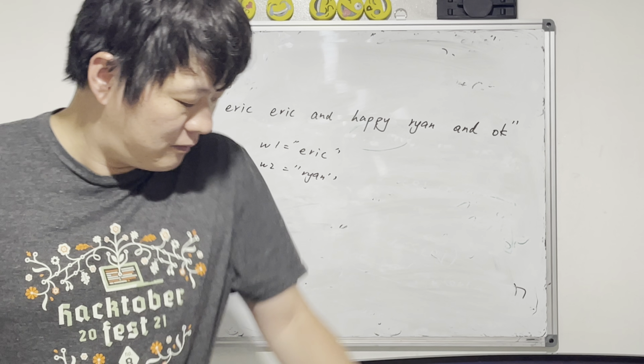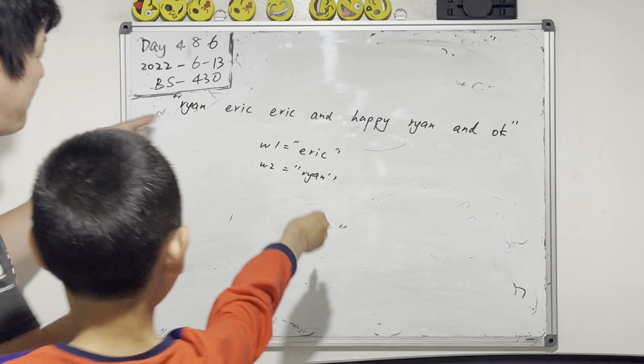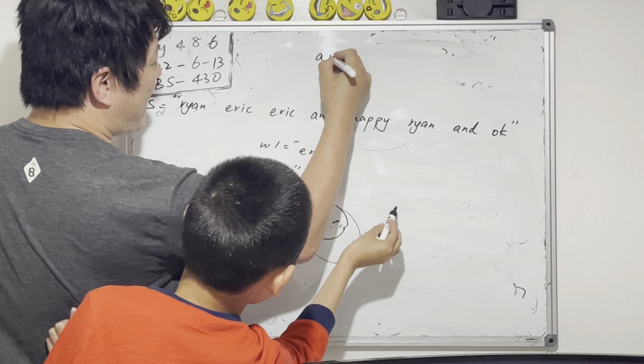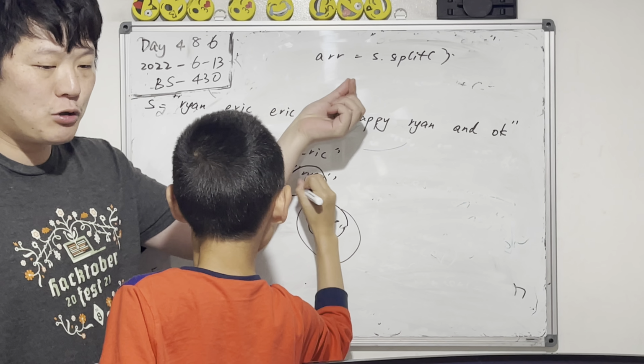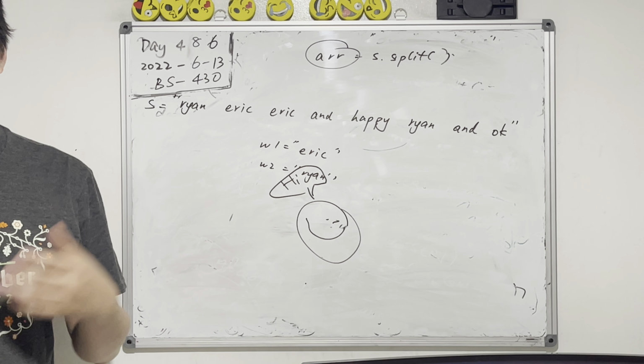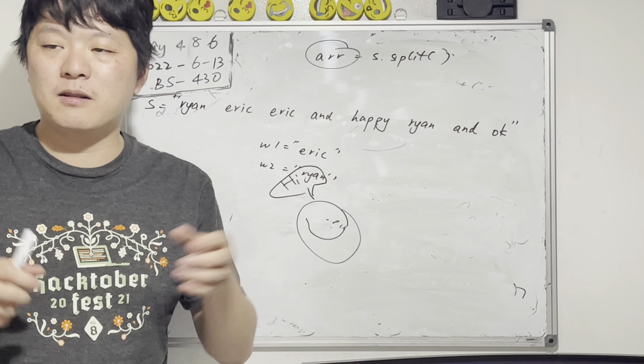First of all, we split the string. So array equals s dot split. We split the string into an array of words. Well, how do we solve this? I just need a general idea. It doesn't have to be concrete.